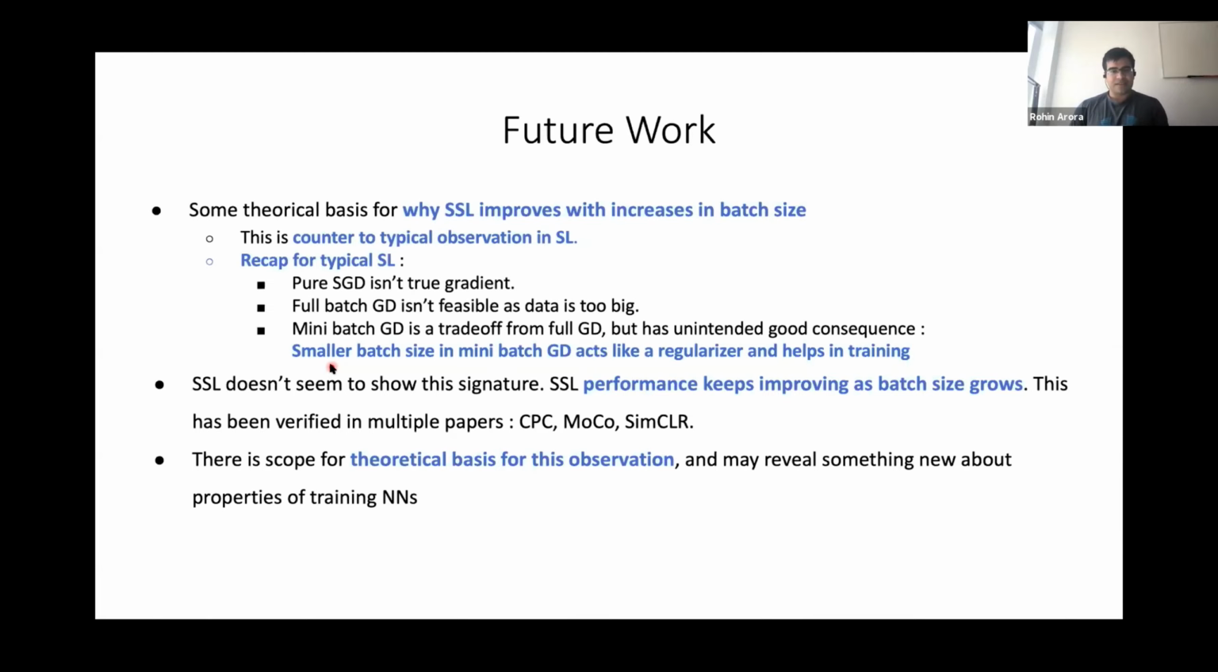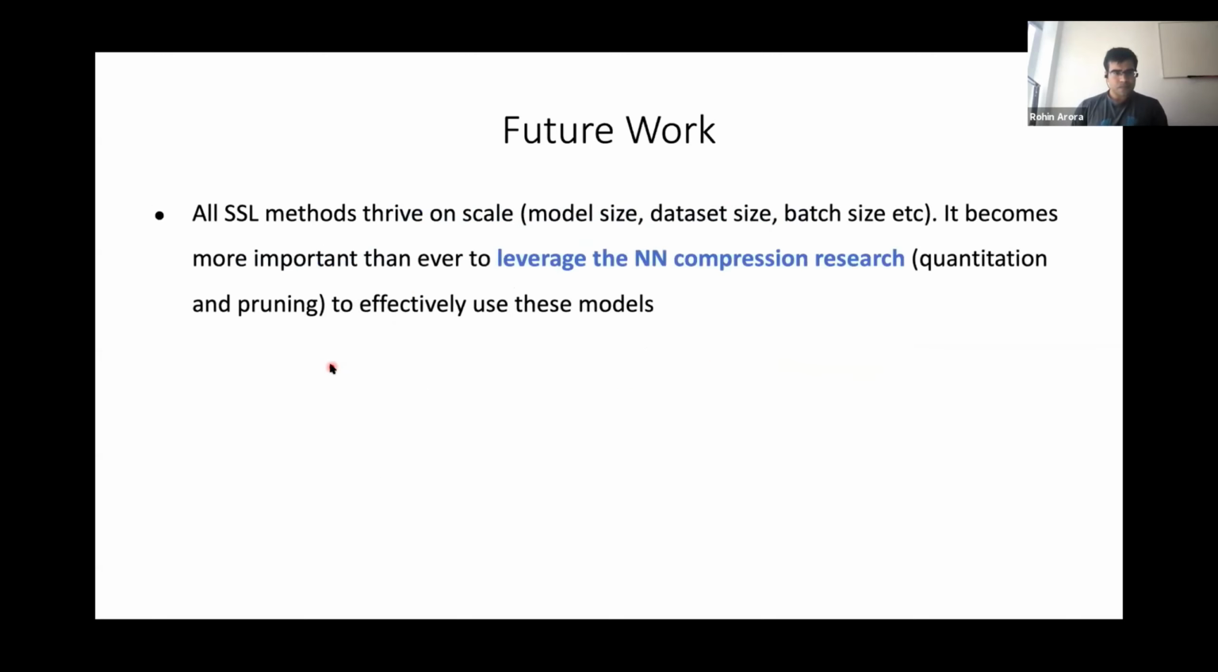This is not true with SSL. So in SSL, you keep on improving the batch size and your performance keeps on increasing. And we really don't know why it's so. So there is some scope of theoretical basis for this observation, and it may actually reveal something interesting about the properties of training neural networks.